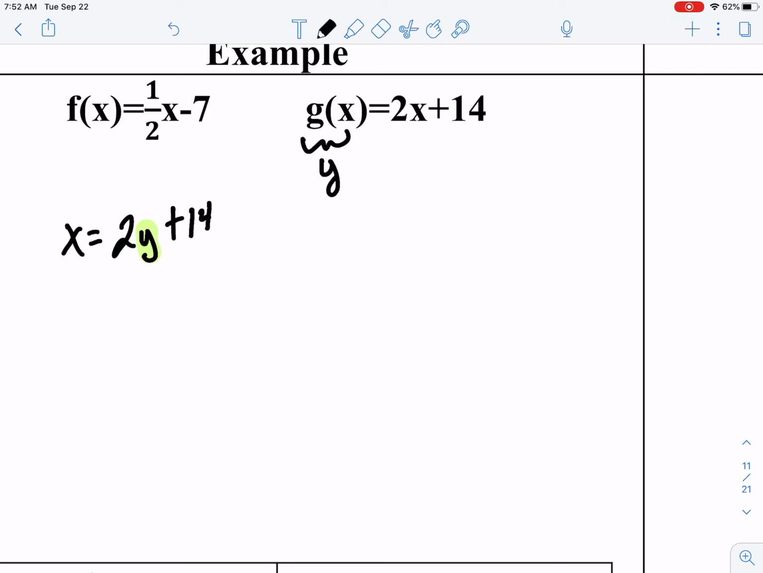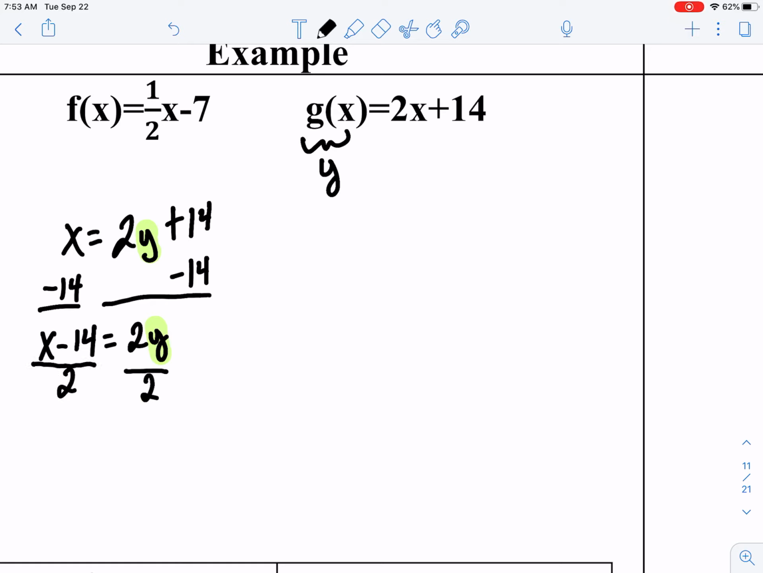Now, the way I do algebra is just do PEMDAS backwards. So I have multiplication, then addition, and well, addition is the last thing, so it's going to be the first thing I undo in this particular example. So I have x minus 14 equals 2y. And again, goal, still get y by itself. I have multiplication. The opposite of multiplication is division. So I divide the entire left side by 2.